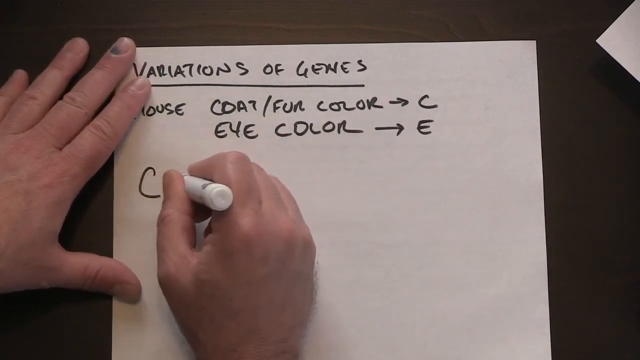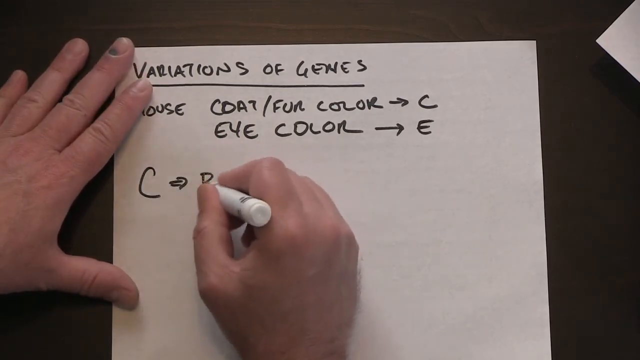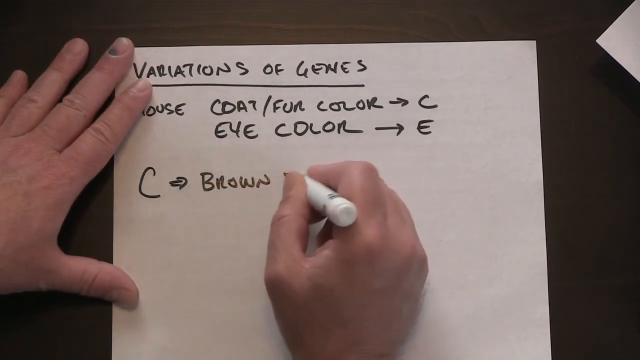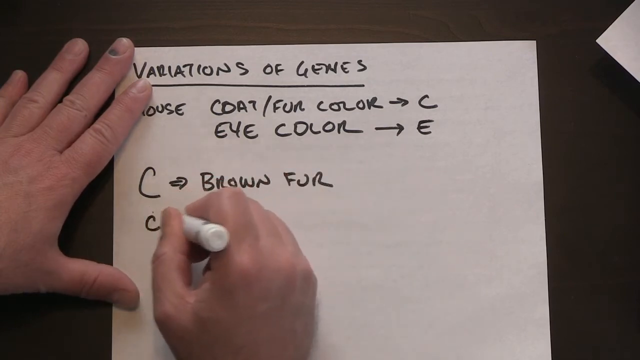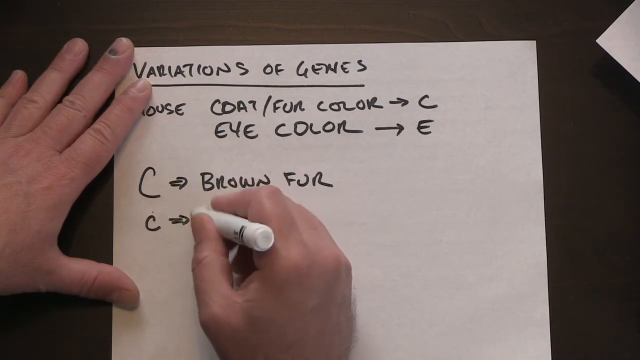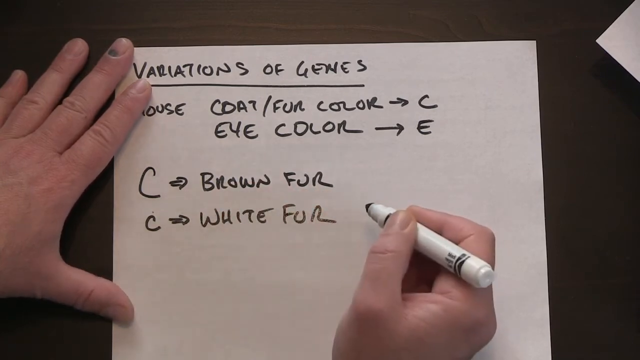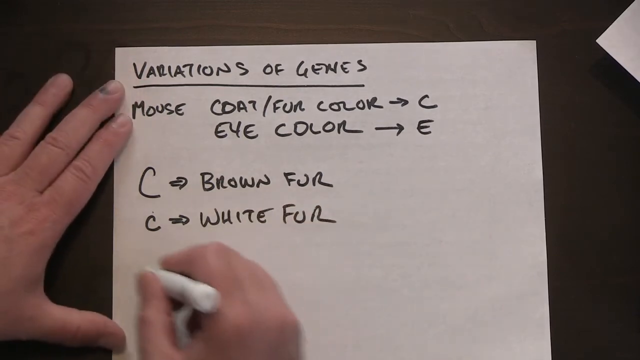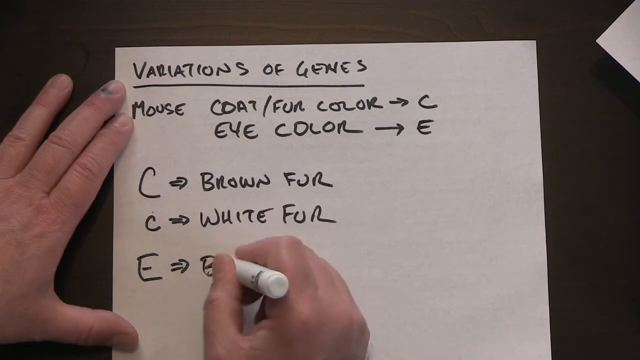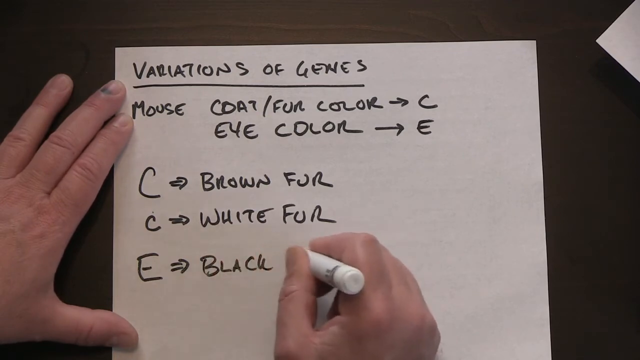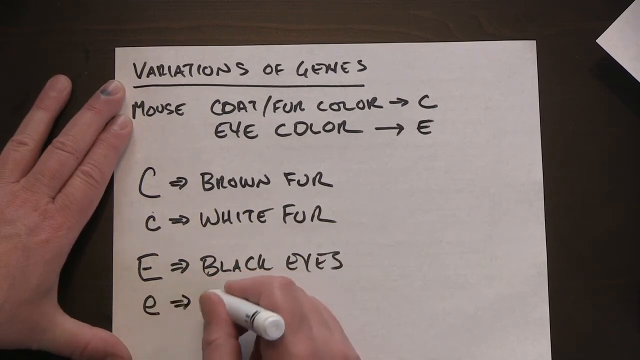Big C, we're going to say, if you have this version of the gene, it has brown fur. If it has little c, it has white fur. Big E is going to have black eyes, and little e is going to have pink eyes.